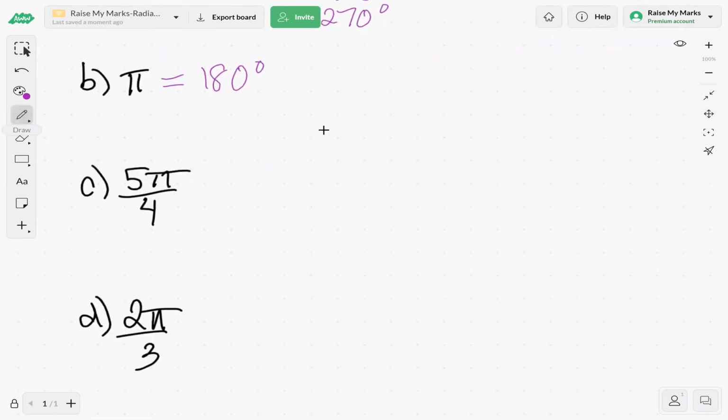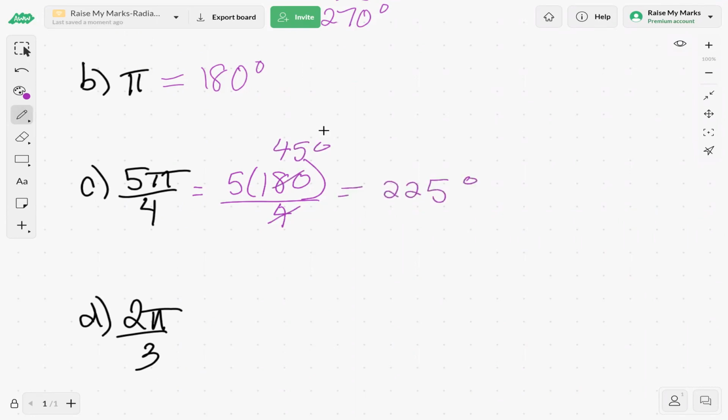Then we have 5 pi over 4. The common factor 180. So we have 225 degrees.